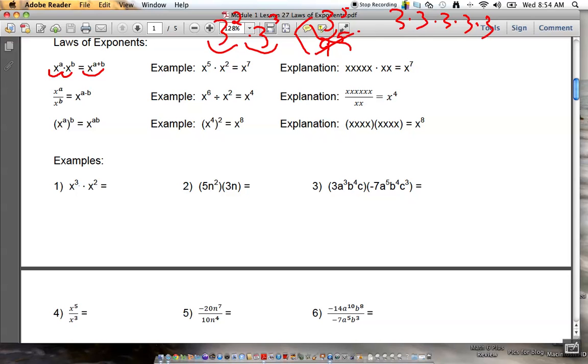Now, just like when you're multiplying, you add exponents. When you're dividing, you what? You subtract exponents. So x to the sixth over x squared is x to the fourth, and there's an example, we would divide, and there would be 4 of them left, okay?